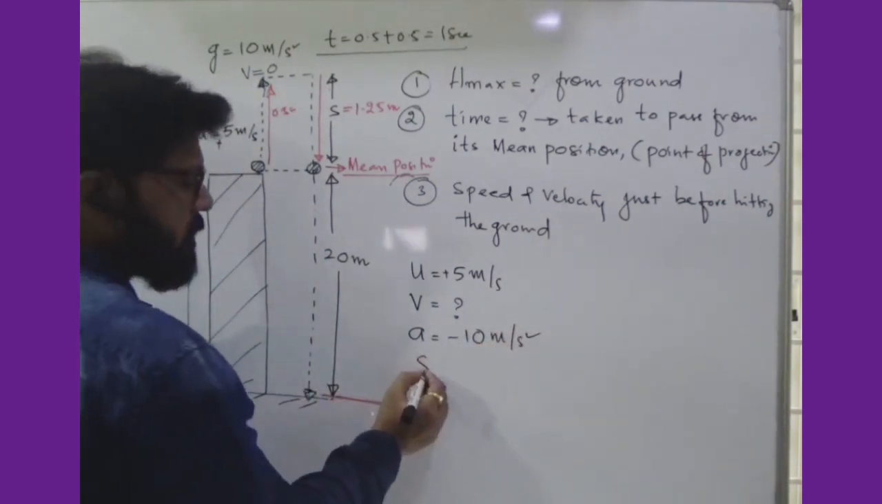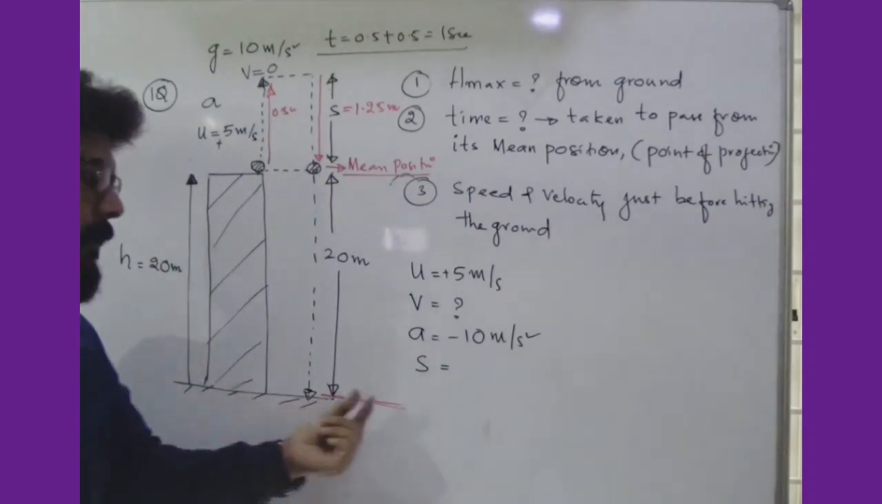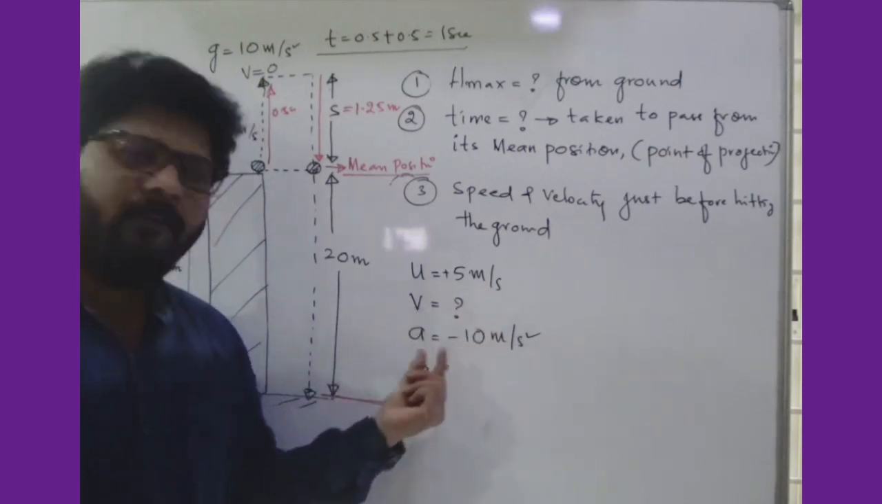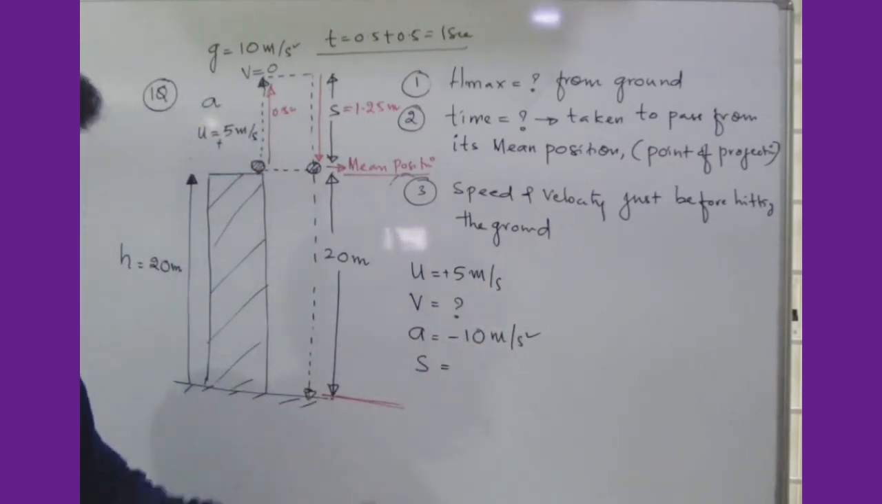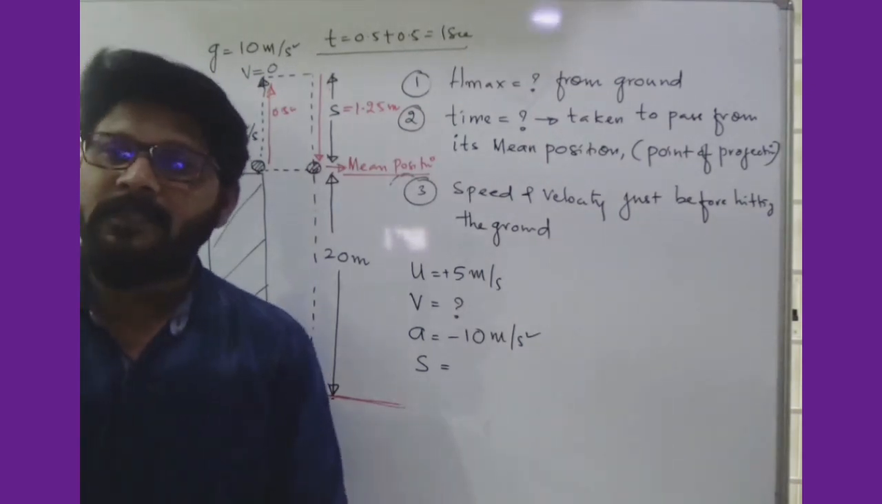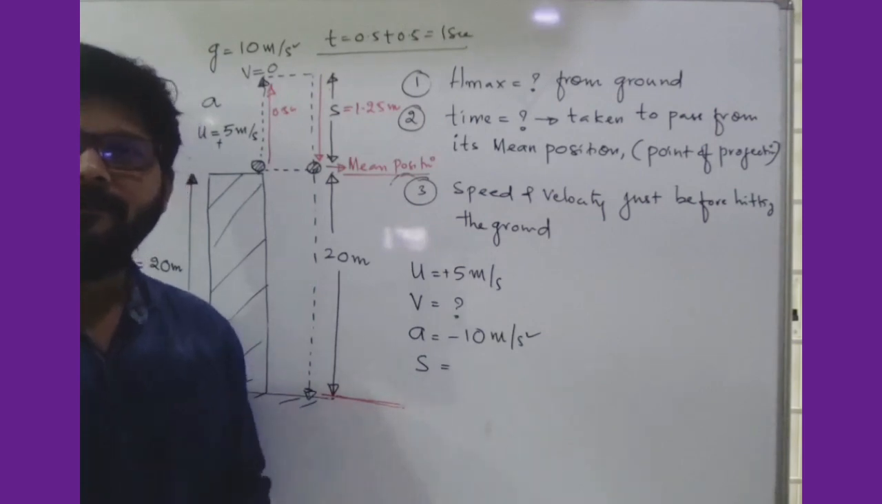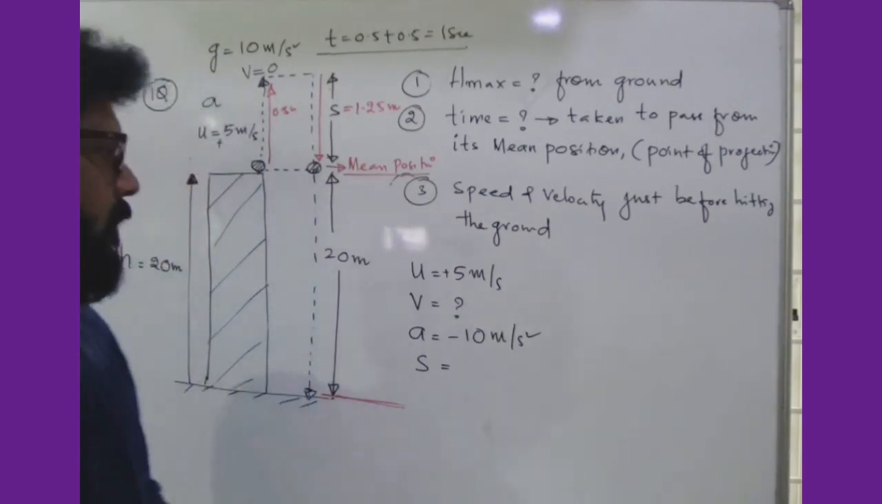I want a distance. If we have initial velocity, final velocity and acceleration, can anybody tell what the displacement is? Displacement. What is this displacement? 20 meters. Okay.